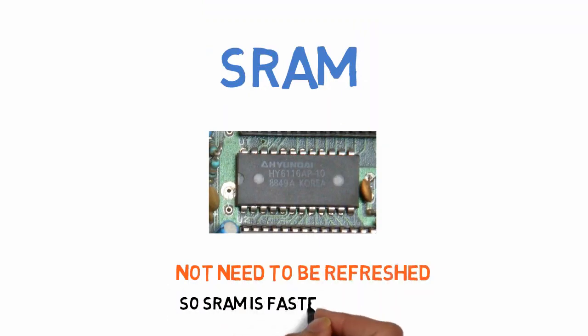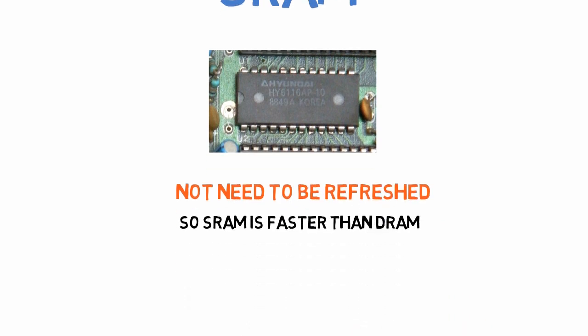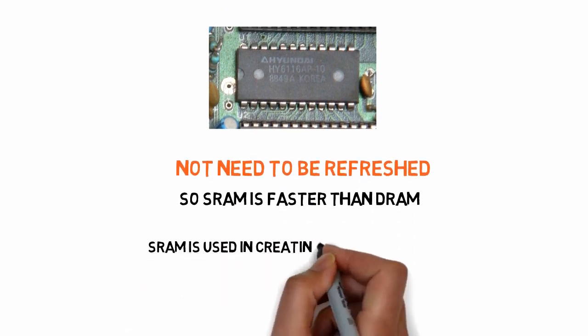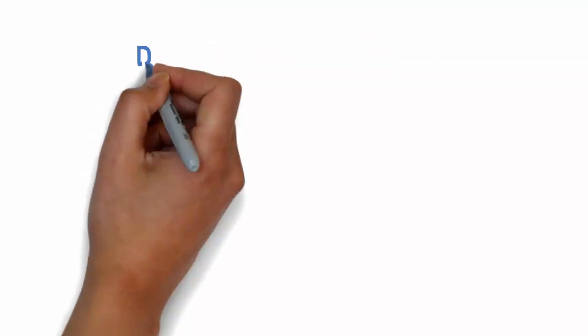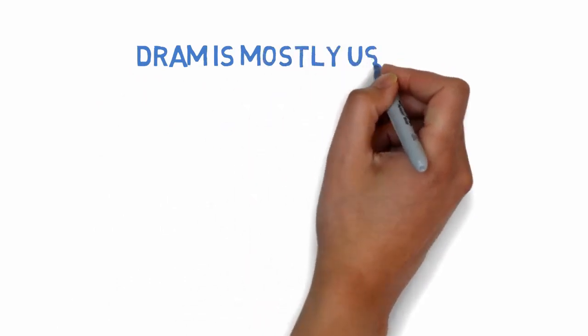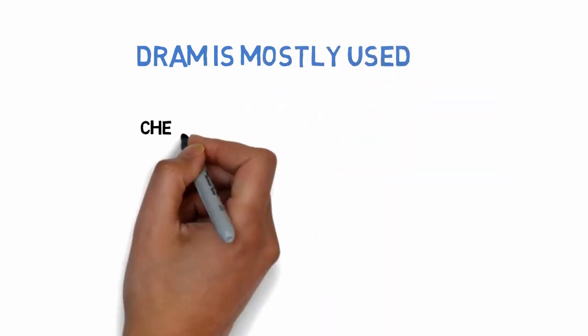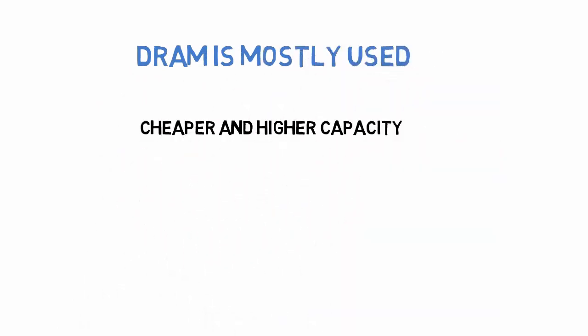This makes SRAM significantly faster than DRAM. Therefore, static RAM is used to create CPU cache memory, while dynamic RAM forms the largest system RAM space. So dynamic RAM is mostly used as primary memory because it's cheaper and has higher capacity than SRAM.